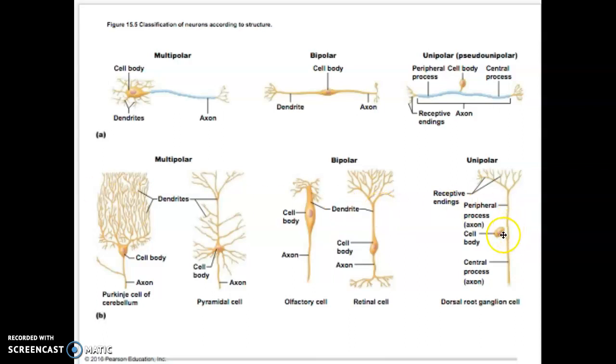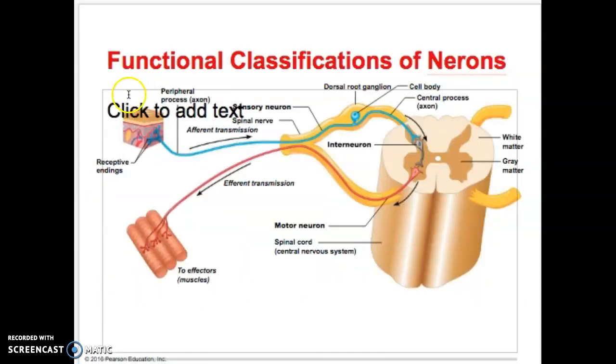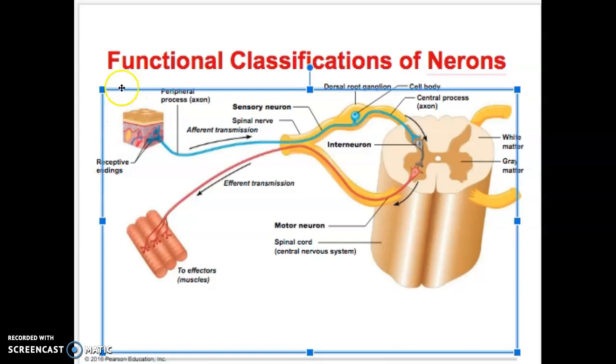And for the most part, the cell bodies of neurons are kind of grouped together. If the group of the cell bodies is outside of the central nervous system, it's called a ganglion. If it's inside the nervous system, it's called a nucleus or nuclei.